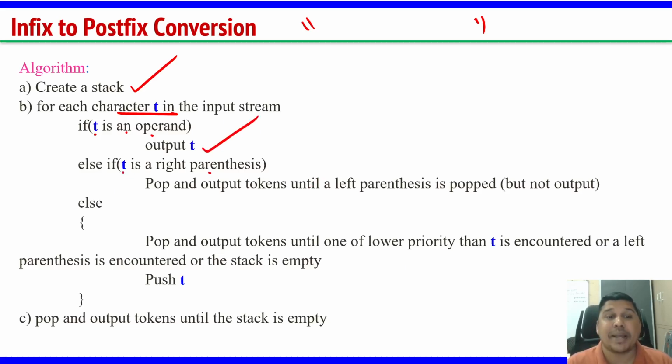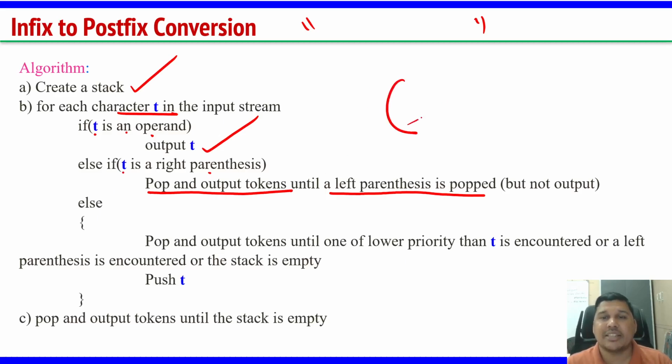If the token is a right parenthesis, pop and output tokens until a left parenthesis is popped out. Okay, pop until a left parenthesis is encountered. Else, if none of the cases apply, what you have to do is pop and output tokens till one of lower priority is encountered, or a left parenthesis is encountered, or the stack is empty. Okay, then push it. Once this logic is over, pop and output tokens until the stack is empty.